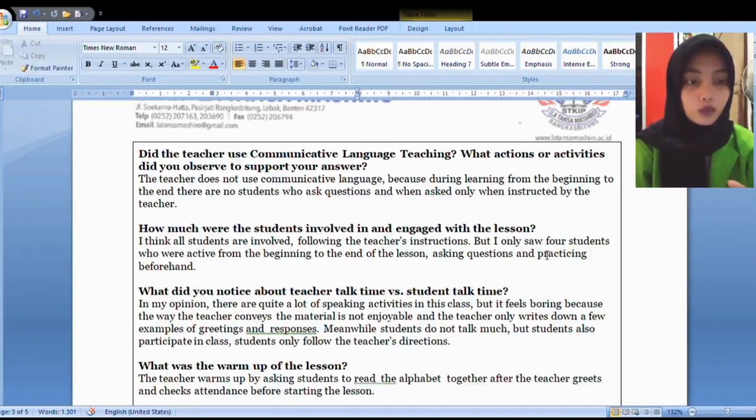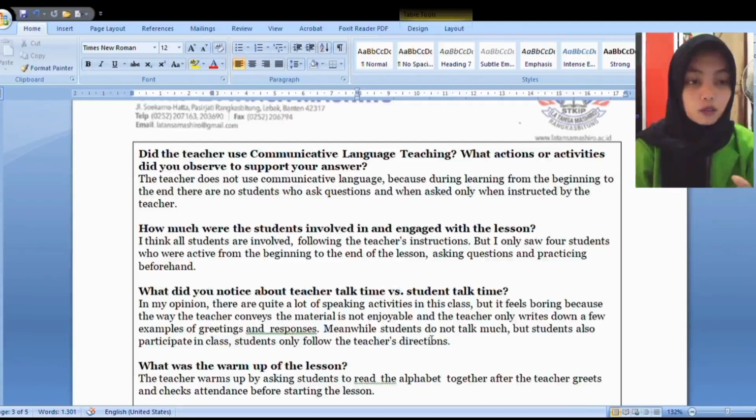What did you notice about teacher talk time and student talk time? In my opinion, there are quite a lot of speaking activities in the class, but it feels boring because the way the teacher conveys the material is not enjoyable, and the teacher only writes down a few examples of greetings and response. Meanwhile, students do not talk much, but students also participate in class. Students only follow the teacher's direction.